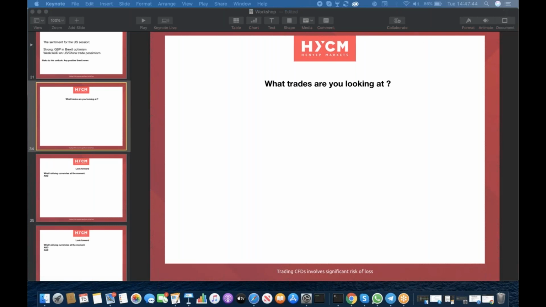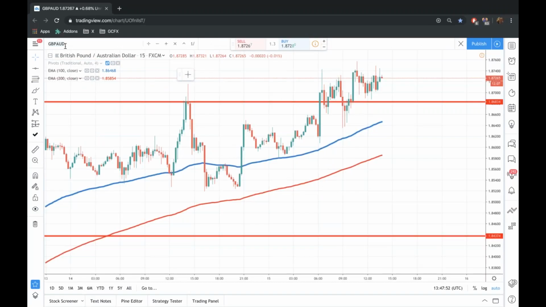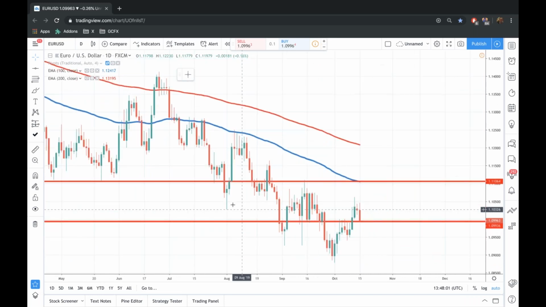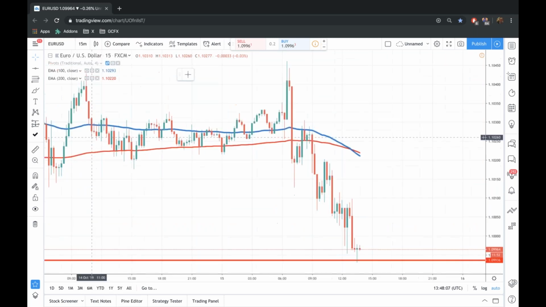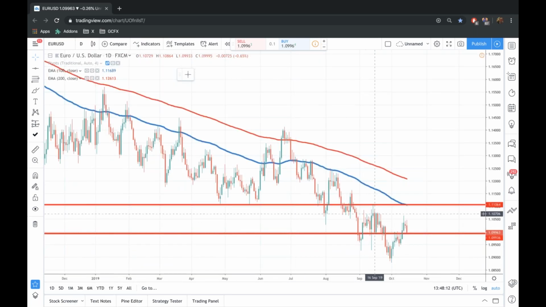Okay, let's look at the euro, US dollar. Let's just pull it up. Okay. So euro, US dollar. Now this is an interesting pair at the moment, because there isn't a whole lot going on to move it right now. We're sort of stuck in a range between 1.100 and 1.100, stuck in that range at the moment.